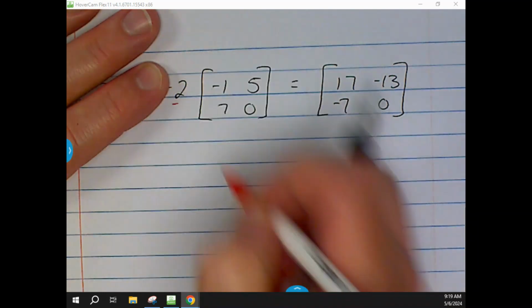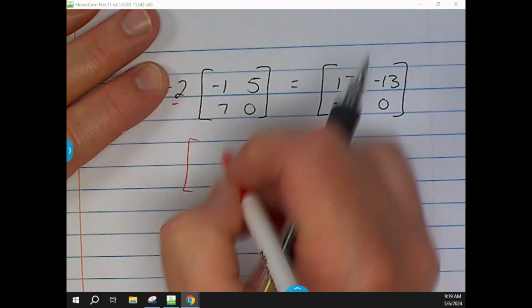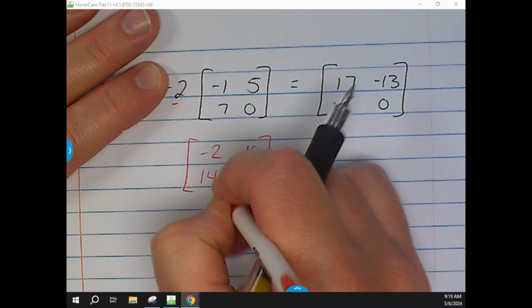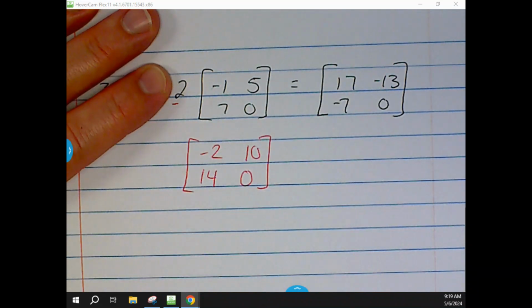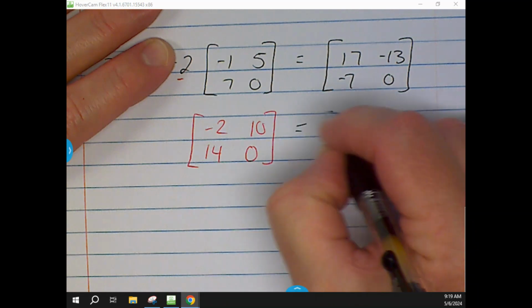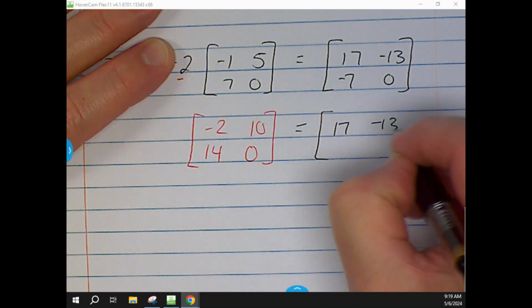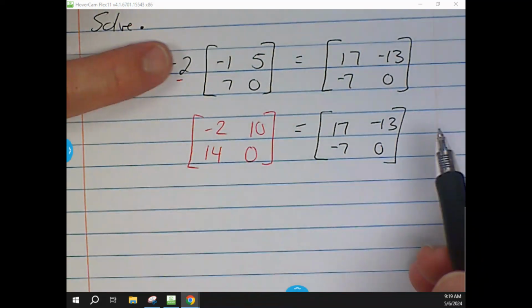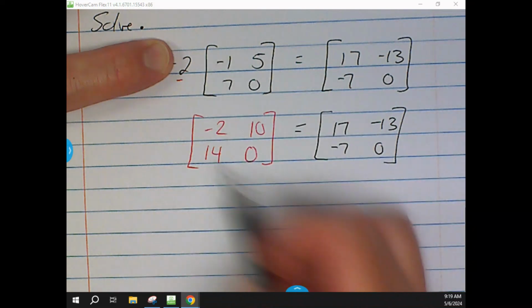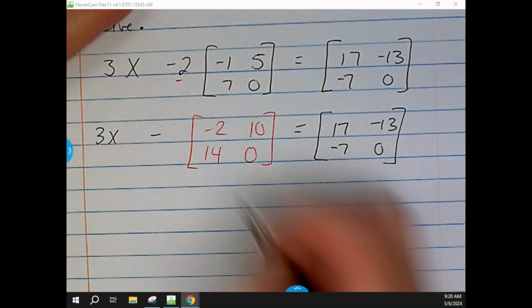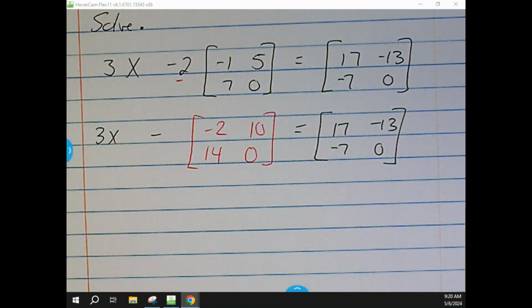So multiply everything by 2. That makes it negative 2, 10, 14, and 0. Okay, have we lost anybody yet? Okay, everybody's still on board. All we did was take this scalar of 2 and multiply every single number here by 2. Now we have 3x minus that matrix equals that.